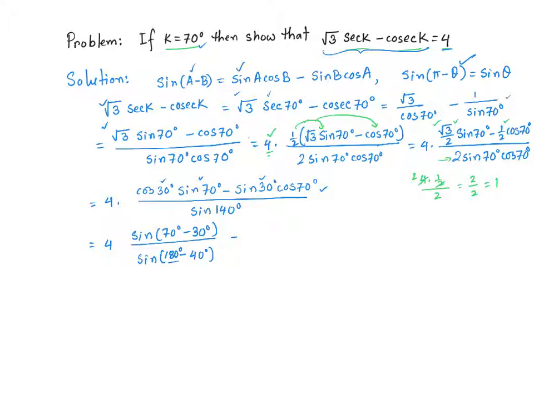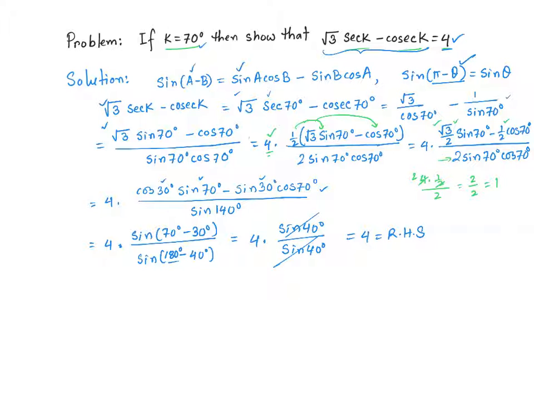So now what I have is 4 times, on the numerator, sine of 40 degrees, since 70 minus 30 is 40. In the denominator, what I have is sine of 180 degrees minus theta, which is sine of theta, which is sine of 40 degrees, right? So this and this are going to cancel out. That's going to give me 4, which is, by the way, the right hand side of the desired equation. So this is the right hand side.